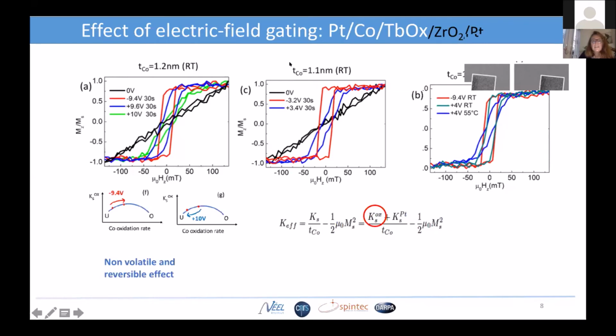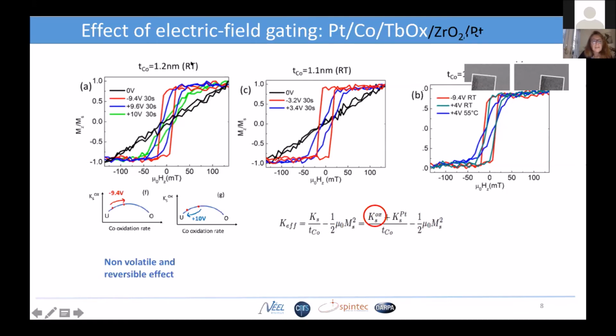But if we decrease the thickness of the cobalt to 1.1 nanometer, we can see that the same switch of anisotropy from in-plane to out-of-plane can be obtained with a much lower gating. Same for the switch between the out-of-plane to these butterfly loops. And this dependence of the efficiency of the electric field on the thickness can be explained by the dependence of magnetic anisotropy on the thickness. So we're talking about interfacial anisotropy.